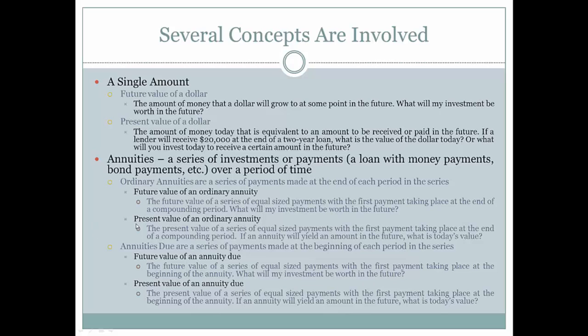Now let's look at the present value. The present value of an ordinary annuity is the present value of a series of equal-sized payments, with the first payment taking place at the end of the compounding period. If an annuity will yield an amount in the future, what is today's value? And let's look at it for the present value of an annuity due. It's the same thing, except the first payment takes place at the beginning of the annuity. So if an annuity will yield an amount in the future, what is today's value?